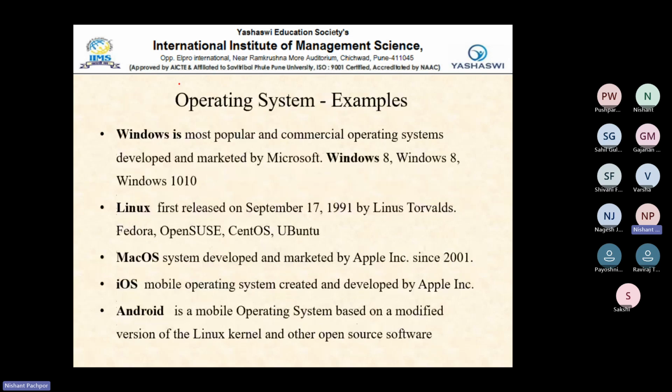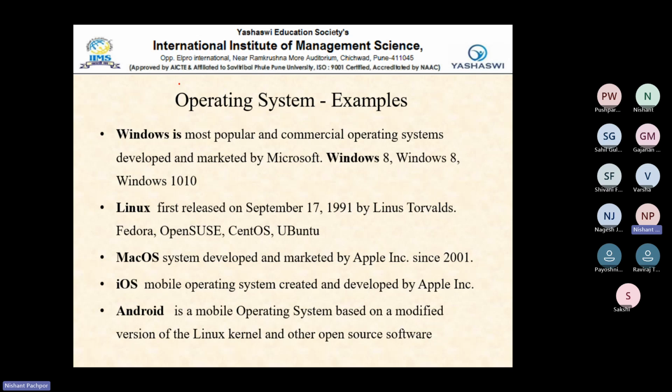Operating systems, some of the examples which are most popular. Windows is the most popular commercial operating system, developed by Microsoft. Windows 8, Windows 10, a number of versions are available. Windows 11, Windows 12 will be available in the market. The different versions of Windows NT are there. Windows 95 is there. Windows Millennium is there. The different editions are available. Pro editions are there. Home editions are there.